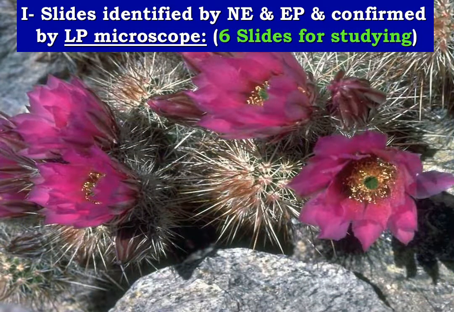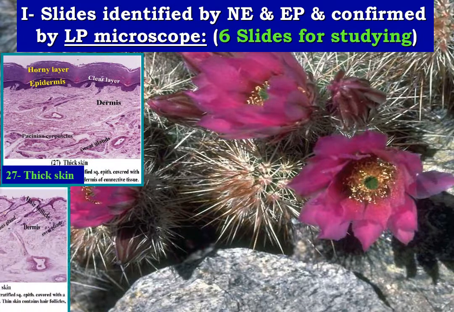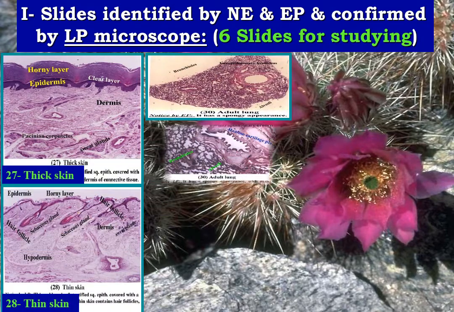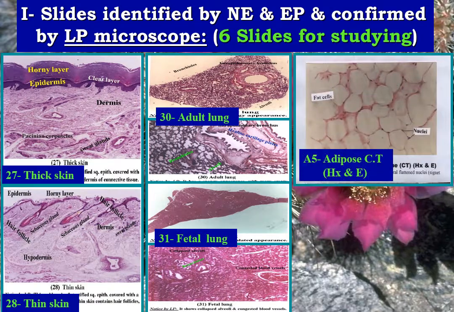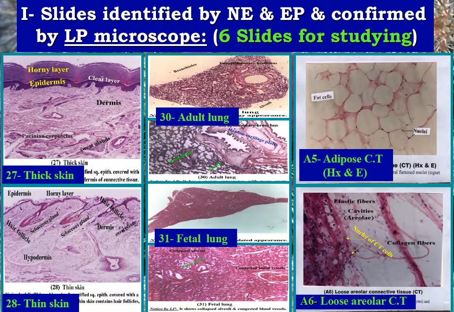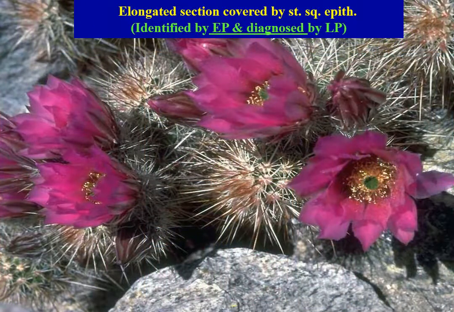Other slides identified by naked eye, eyepiece and confirmed by low power: skin, thick skin and thin skin; lung, adult lung and fetal lung; adipose connective tissue stained with hematoxylin and eosin; loose areolar connective tissue. Elongated section covered by stratified squamous epithelium, identified by eyepiece and low power.